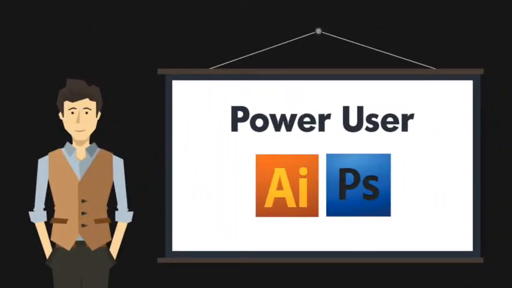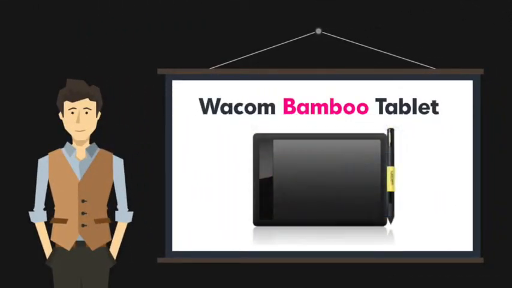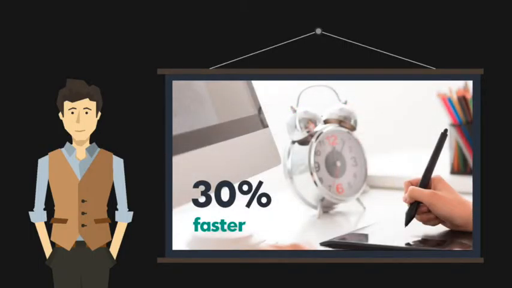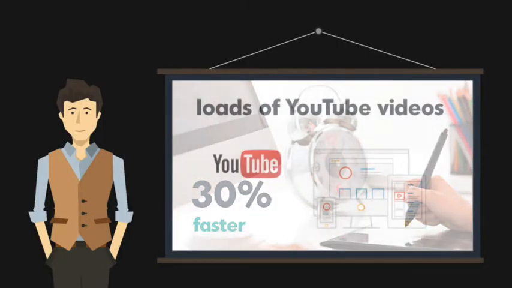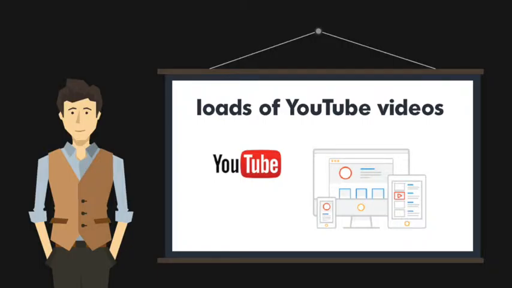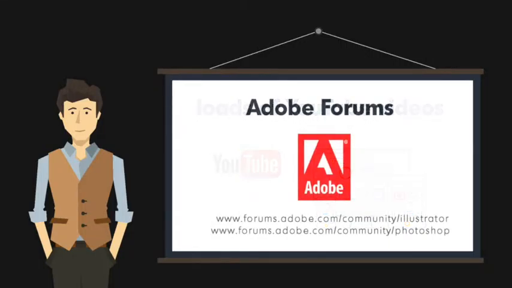If you want to become a power user of Illustrator and Photoshop, then think about investing into a bamboo tablet. With one hand on the keyboard and the other holding your bamboo pen, your Illustrator and Photoshop speed will be immense. Another key point to make is that there are loads of YouTube videos explaining different Illustrator and Photoshop functions. You can also check out the Adobe forums. Just go to www.forums.adobe.com.